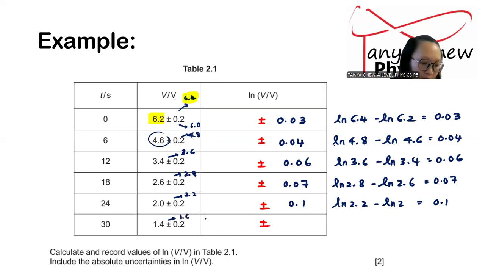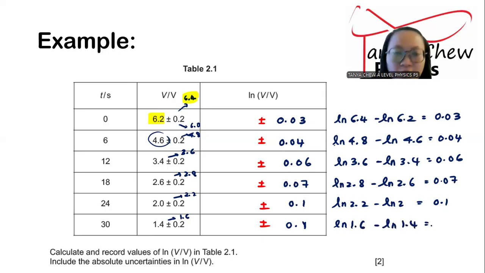So ln 1.6 minus ln 1.4. I got 0.1 as well. So I want you to see this. Maybe some of the students think, how come for the first four readings you put it in terms of 2 decimal points, and then the last 2 readings you put it as 1 decimal point? Because I stick to the rule of AS. I follow the rule of AS, which is the final answer for the absolute uncertainty is one significant figure.